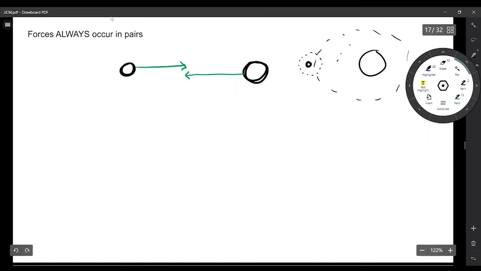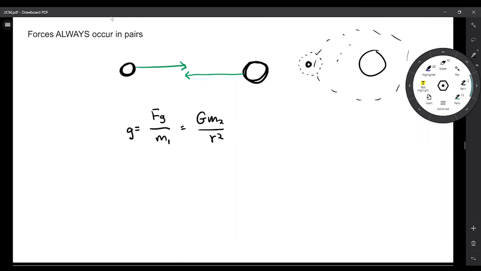What we need to know here is that g, the gravitational field, equals the gravitational force divided by the mass of the object. We can also write that, with the gravitational constant, as G M2 over r squared. And you're thinking, okay, why M1, M2? The question might give you one mass, and it might look for the other mass, vice versa. So M1, M2, it doesn't really matter as long as they are different masses.